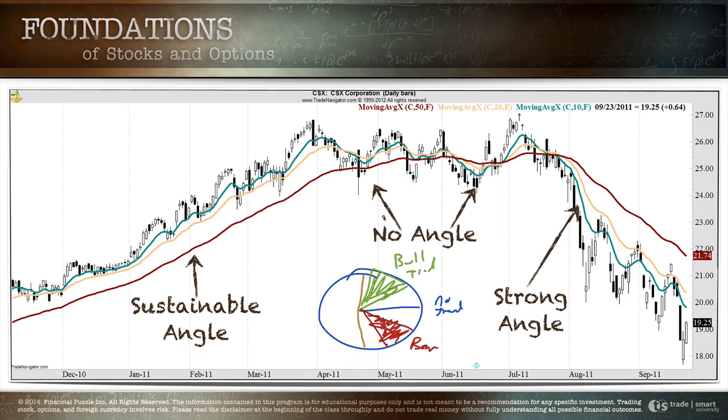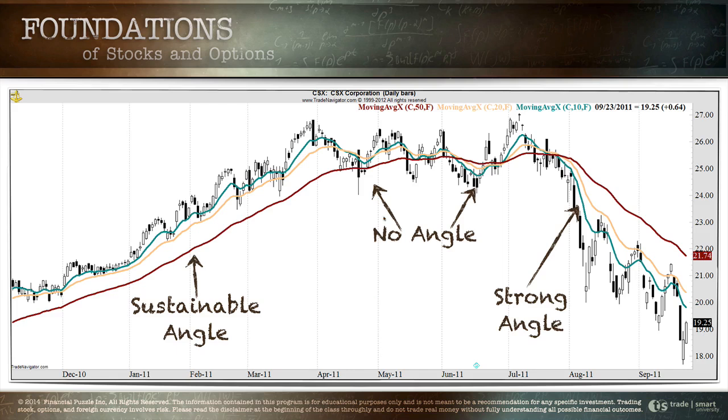This is for my 10, my 20, and my 50 period. You typically will not get that on the 100 and 200 because they're so slow. And yes, I'm using my exponential moving averages. Exponential. Yep, great questions.